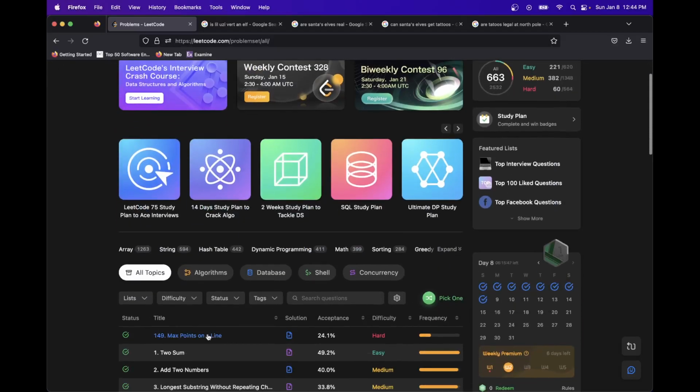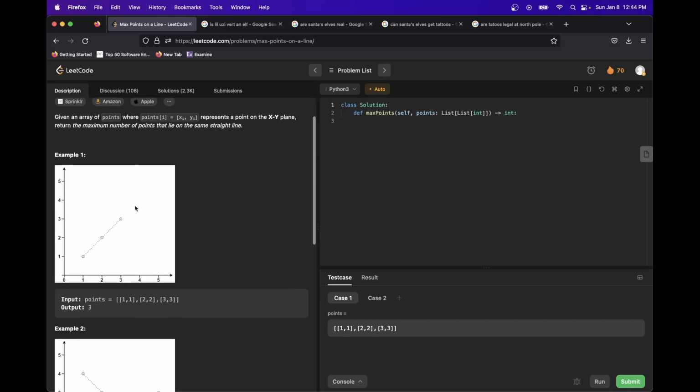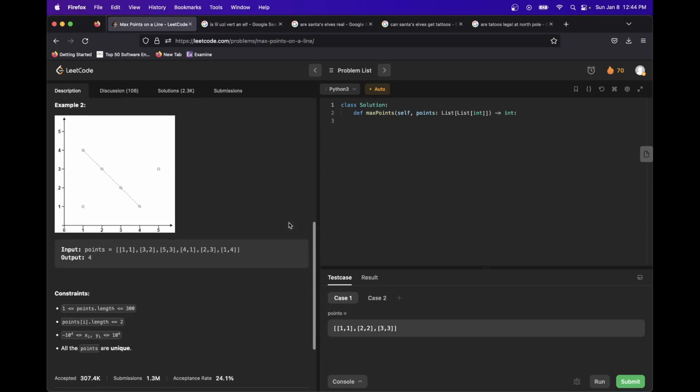So the daily problem is max points on a line. The description's pretty simple, but you can pause to read it. But the gist of it is that we have all these points lying on a plane. We want to find the line that goes through the most points and return the number of points.